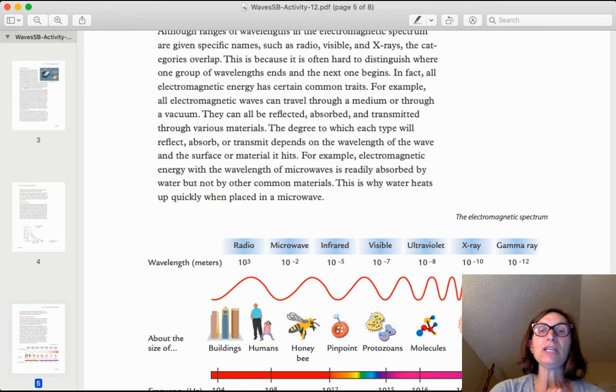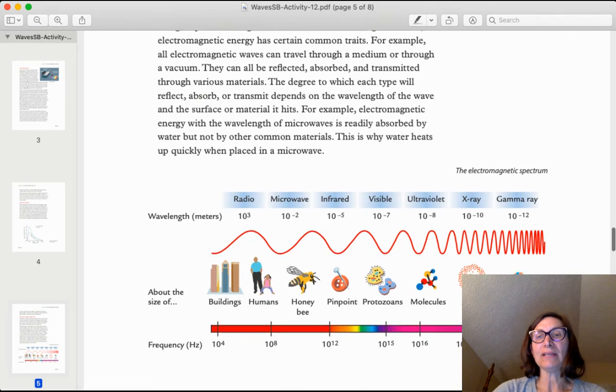The degree to which each type will reflect, absorb, or transmit depends on the wavelength of the wave and the surface or material it hits. For example, electromagnetic energy with the wavelength of microwaves is readily absorbed by water, but not other common materials. This is why water heats up quickly when it's placed in a microwave.